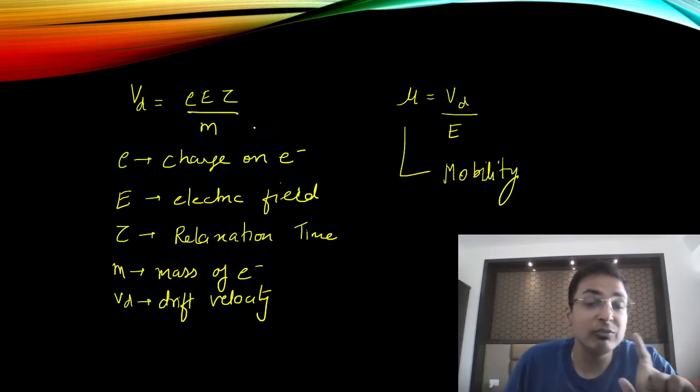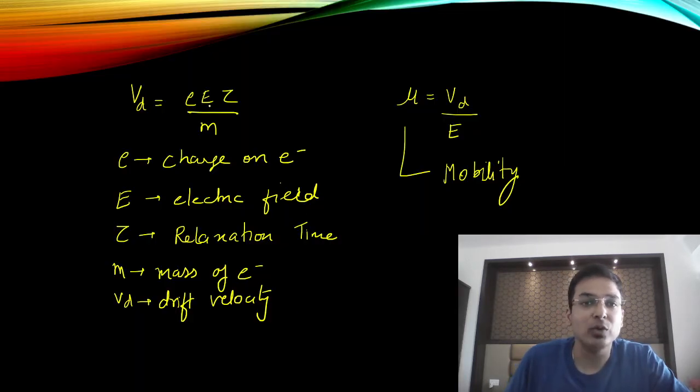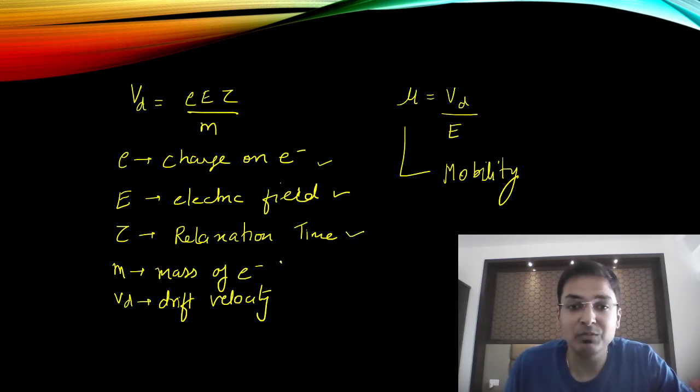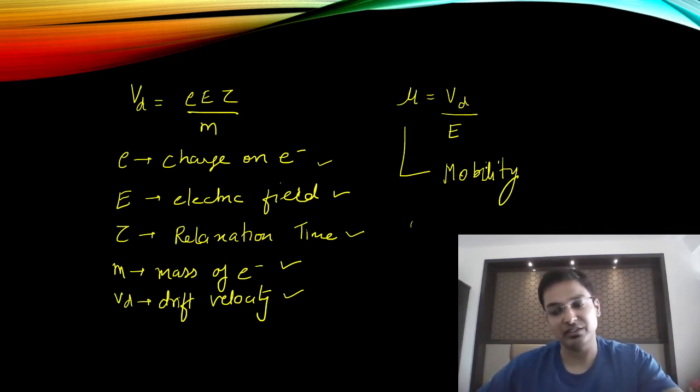Moving ahead, then we have drift velocity. What is drift velocity, guys? As you can clearly see, drift velocity is E tau by m. Here e is the charge on electron, capital E is the electric field, tau is the relaxation time, m is the mass of electron, and Vd is the drift velocity. Another important parameter is mobility, that is drift velocity upon electric field.